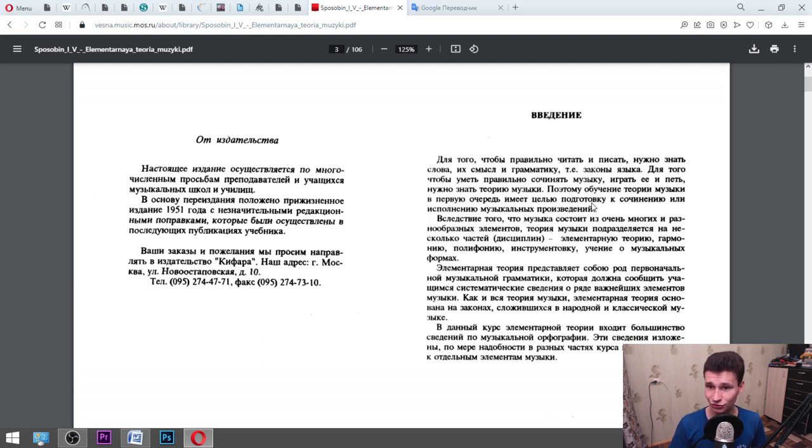Here is the interesting thing. Имеет целью подготовку. It means that it is kind of a passive voice in Russian. I don't know how to translate it to you in Russian meanings. It is the same. Если ты хочешь сочинять или исполнять музыку, then you need to learn music theory. It is the same. If you want to compose or perform music, then you need to know music theory.